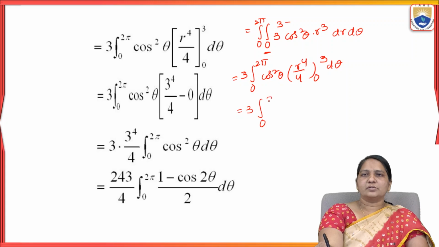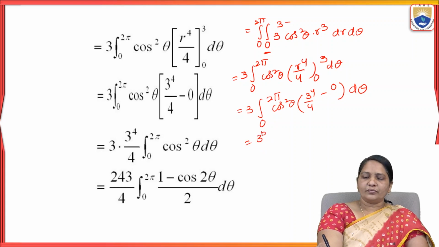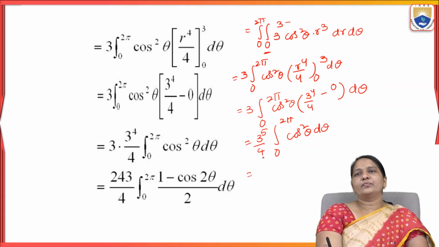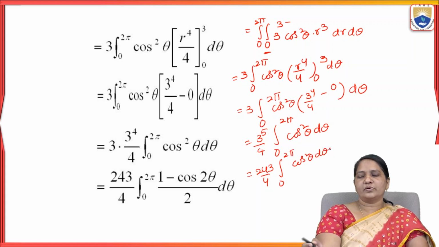So integral 0 to 2 pi cos squared theta, and here the r value is 3 to the power 4 by 4, upper limit minus lower limit 0, into d theta. Now 3 to the power 4 into 3 is 3 to the power 5 by 4, times integral 0 to 2 pi cos squared theta d theta. This value 3 to the power 5 by 4 is 243 by 4, and integral 0 to 2 pi cos squared theta d theta.